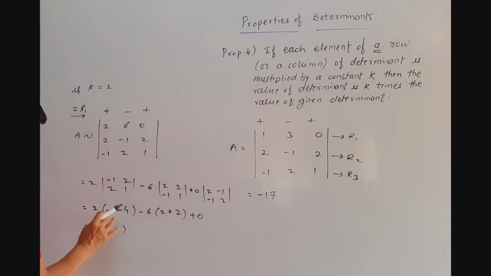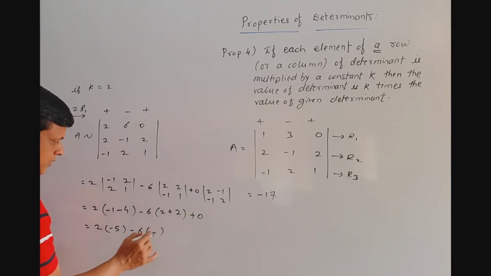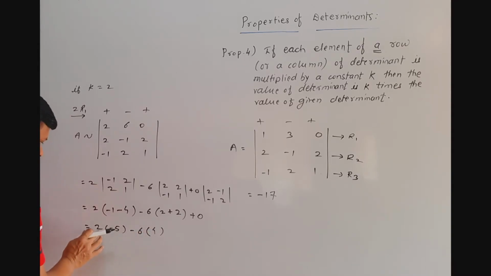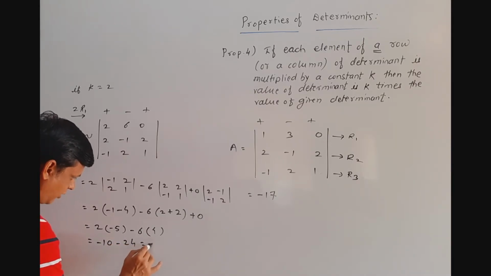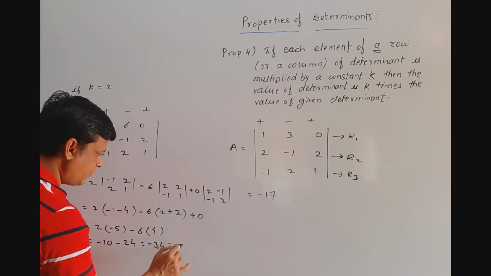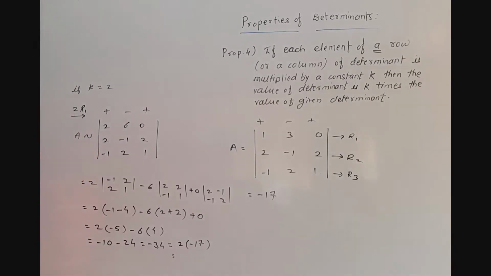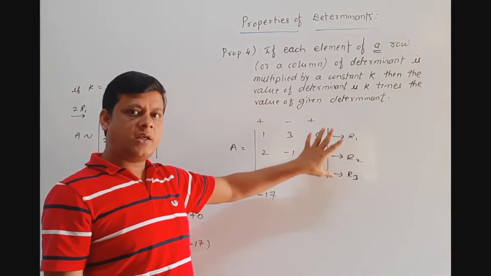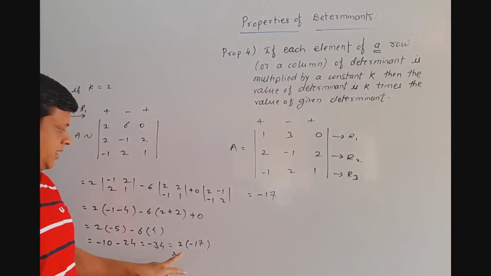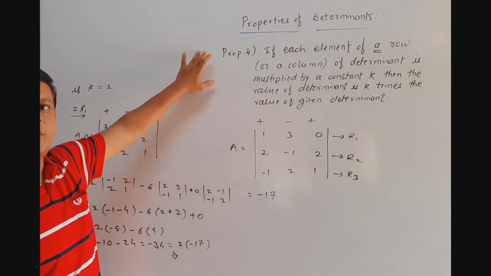So 2 in bracket, minus 1 minus 4 we get minus 5, minus 6 in bracket we get 2 plus 24. So here 2 5s are 10, so write minus 10, and 6 4s are 24. So we get the value minus 34, which is equal to 2 into minus 17. That means after multiplying by k equals 2 to each element of the first row, we get the value of the new determinant, which is a multiple of 2. So here 2 into minus 17. In this way we verify property 4.